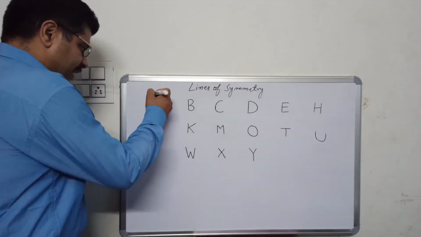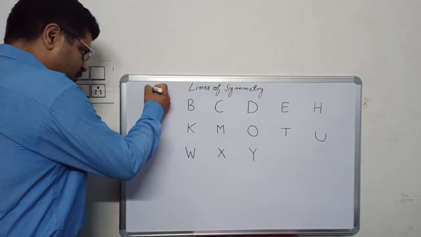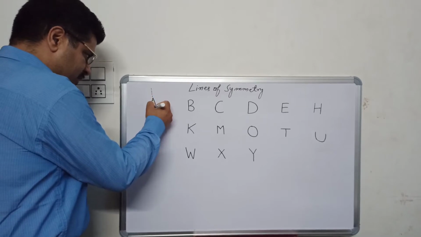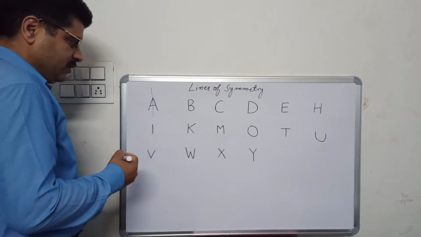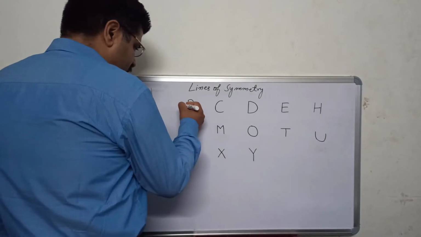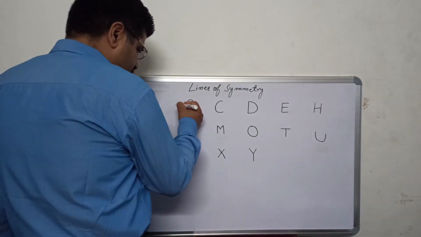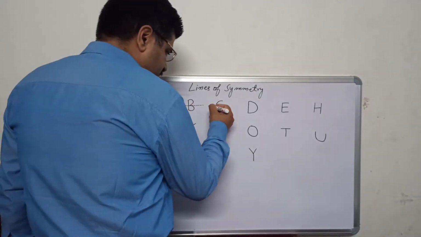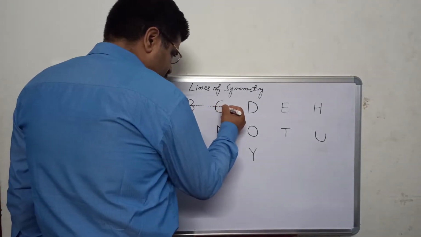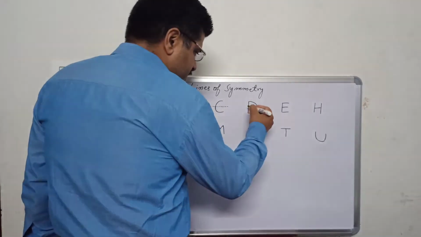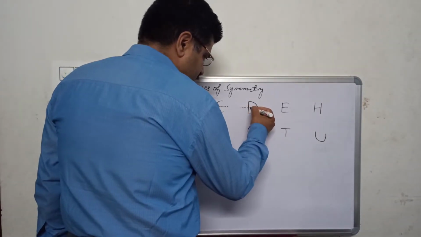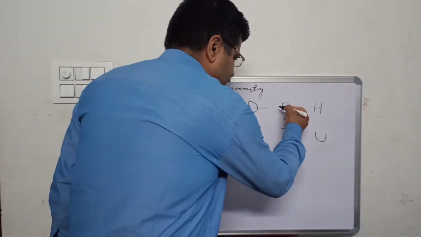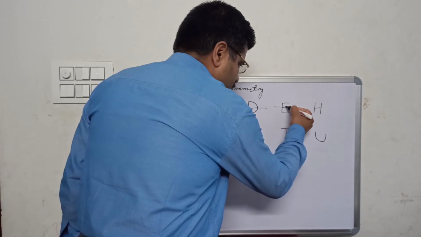Now first is A. A is having one line of symmetry, and the line of symmetry I have drawn with a dotted line. So it is the line of symmetry for A, and line of symmetry for this B is this horizontal line. Line of symmetry of C is also horizontal line. Line of symmetry of D is again horizontal. Line of symmetry of E is also horizontal line.